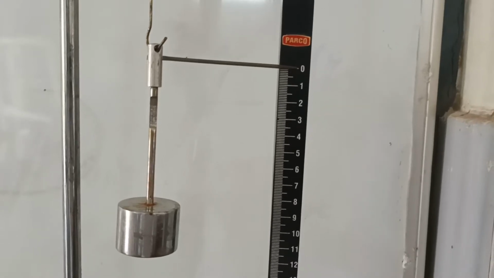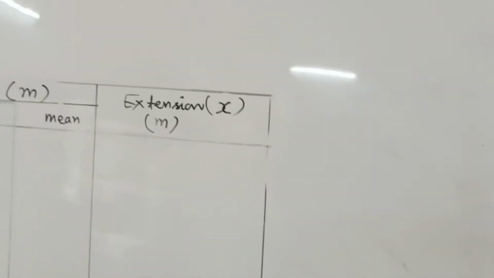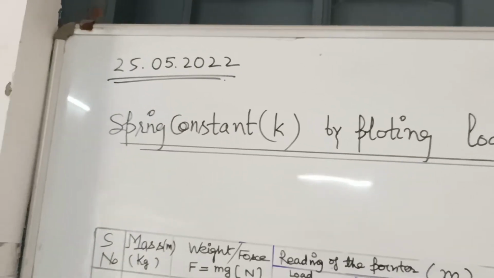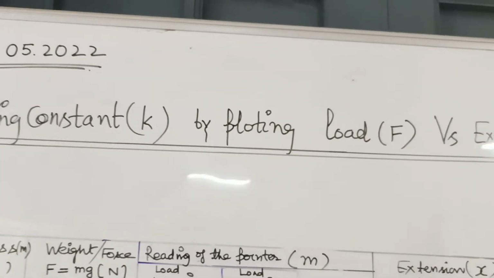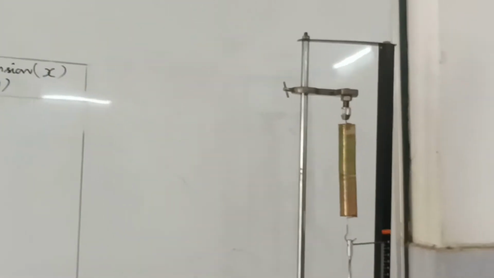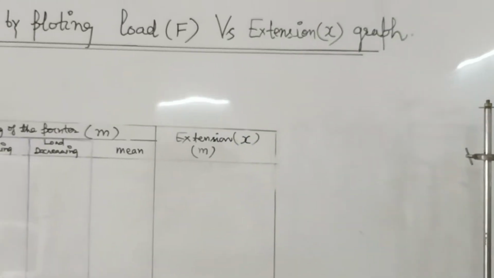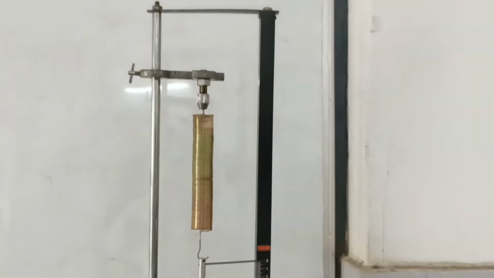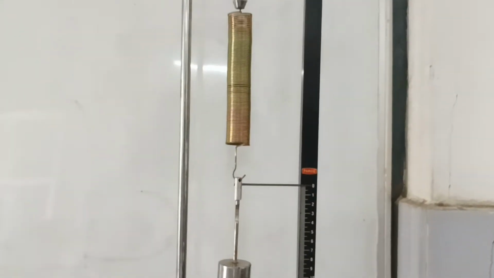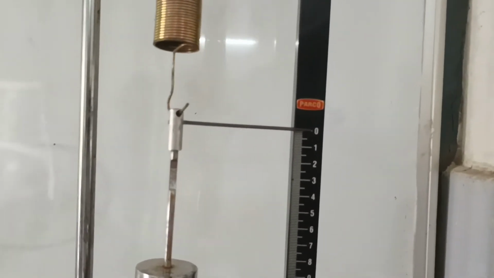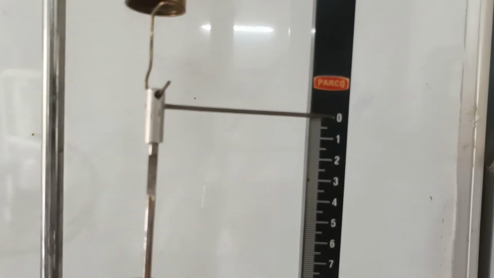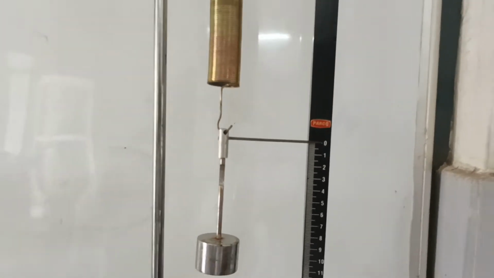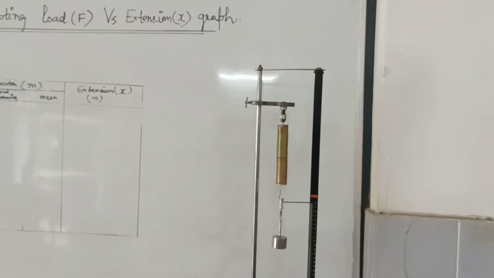Welcome students. Today we will learn how to find the spring constant of a helical spring by plotting a load versus extension graph. We will take the observations from this apparatus. This is the spring constant apparatus, so we will use it and find the spring constant.